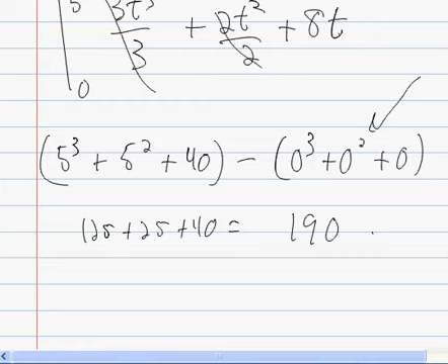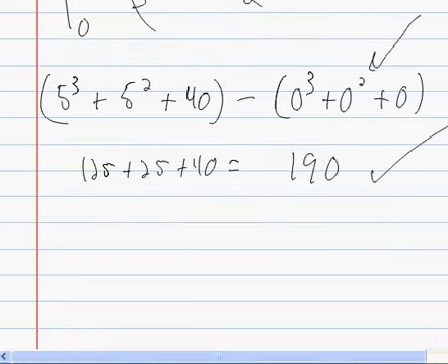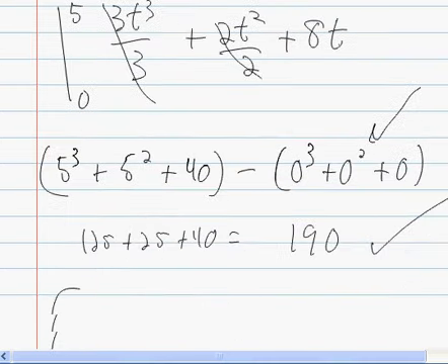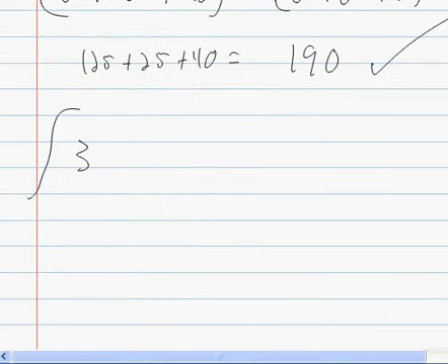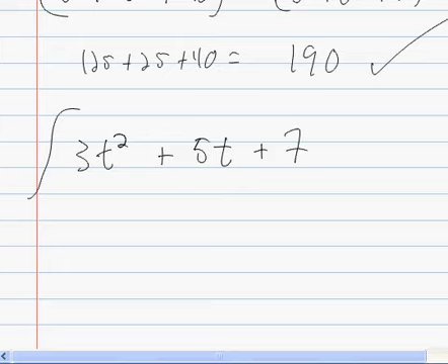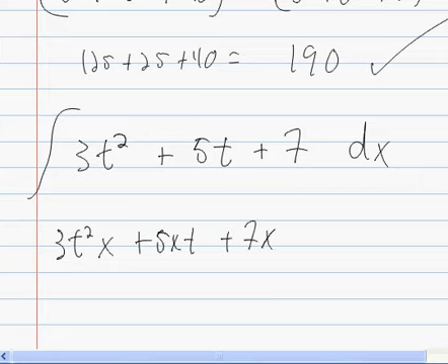I did want to point out that example that I started to talk about earlier. If I have 3t squared plus 5t plus 7 dx, well, none of these have any x's, so the actual answer would be 3t squared x plus 5xt plus 7x. Again, assuming that x does not depend on t.